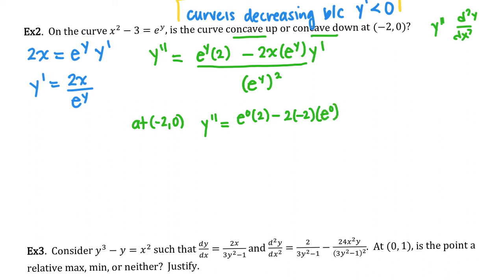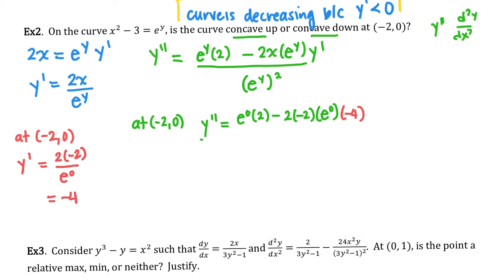we need y prime. Okay, so at negative 2, 0, I could plug in the expression here, or I can evaluate it to the side and plug in my answer. I'm going to plug in the answer. So at negative 2, 0, that's 2 times negative 2 over e to the 0, which is negative 4 over 1, which is negative 4. So I'm going to plug in the negative 4 right here.